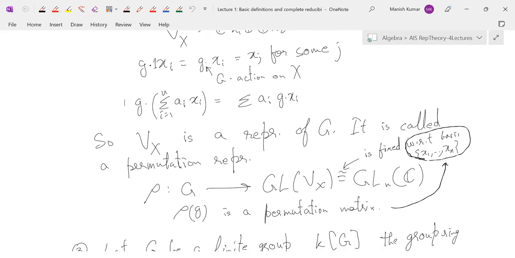And if you think about it, what is the matrix it goes to? If you know V_X, there is a natural basis x1 to xn. With respect to that basis, GL(V_X) you can think of as n cross n matrices. So what is the image of rho g? It will be a permutation matrix. If x1 goes to, let's say, x3, then in the first row you will have all zeros except at one place, the third place, where it will be one. In each row and in each column you'll have exactly one, and the rest will be zeros. So that's why it's called a permutation representation.